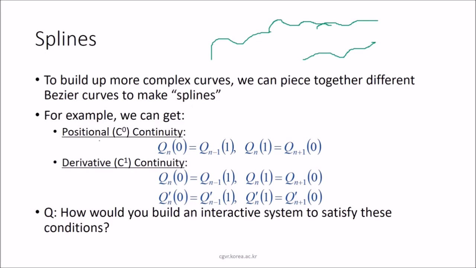For example, we can get positional continuity and derivative continuity. For example, Qn0 will be equal to Qn minus 1, 1, and Qn1 will be equal to Qn plus 1, 0. Derivative continuity would say that Qn is equal to Qn minus 1, 1, and Q dash n will also be equal to Q dash n minus 1, 1. So this is derivative and position continuity. So the question would be, how would you build an interactive system to satisfy these conditions?